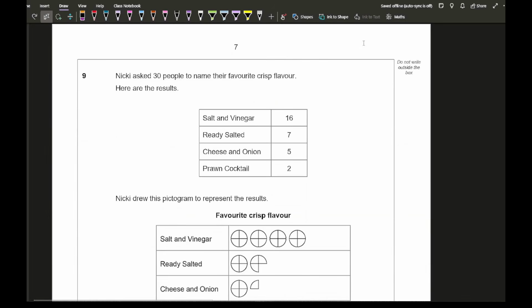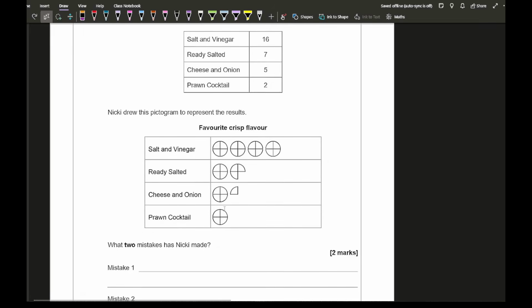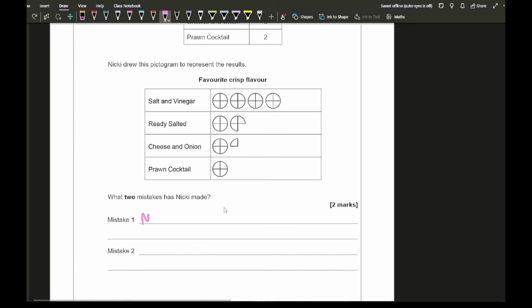Moving on to question 9, it says Nikki asked 30 people to name their favourite crisp flavour. Here are the results. And it says Nikki drew this pictogram to represent the results, and it says what are the 2 mistakes that Nikki has made. Well, let's have a look at what we've got here. The first thing I can spot straight away is that with the pictogram there's no key, and so that's going to be one mistake.